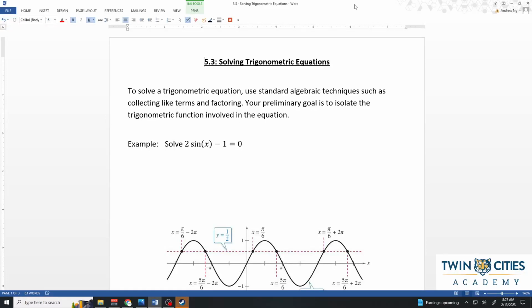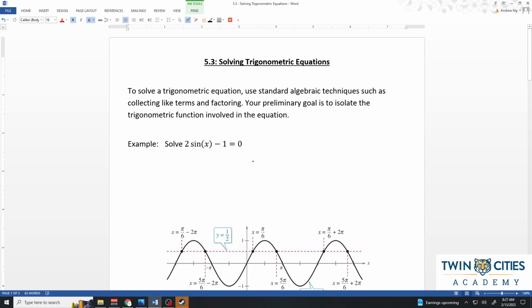Today we'll be solving trigonometric equations. To do so, we're going to use standard algebraic techniques such as collecting like terms and factoring, with the primary goal to isolate the trig function involved in the equation. As an example, I've got: solve 2 times sine of x minus 1 equals 0.